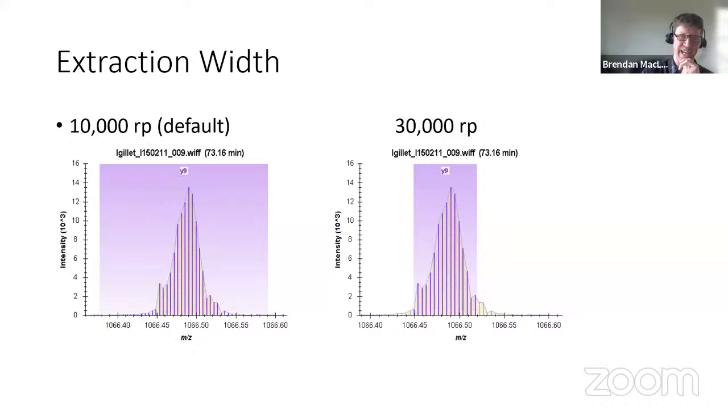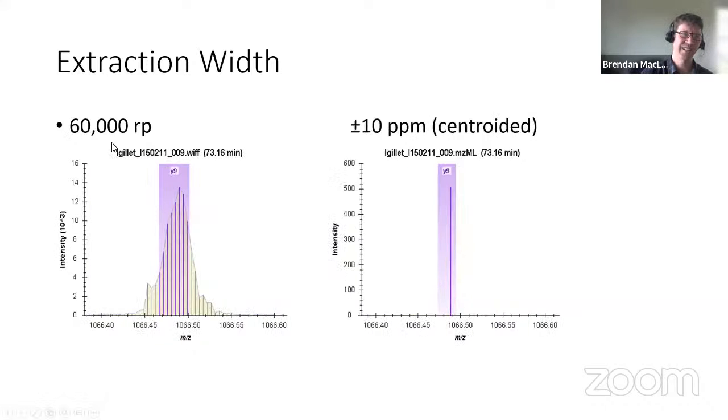But after looking at these data for quite a while, we found that even though this is a 3-organism mix, it's highly complex data. Again, there's that risk of interference. And so even with profile data, we found that 60,000 resolving power worked better. So just doing basically the full width at half max of the peak rather than the full width at base. And then what we found worked even better was plus or minus 10 ppm on centroided data. So that ended up being the thing that we went with for that experiment.